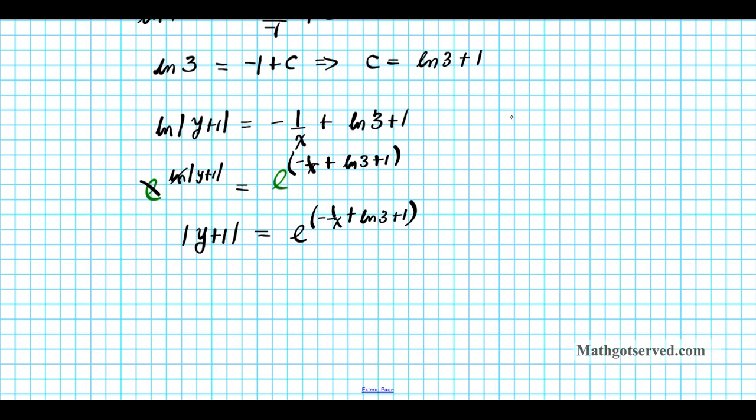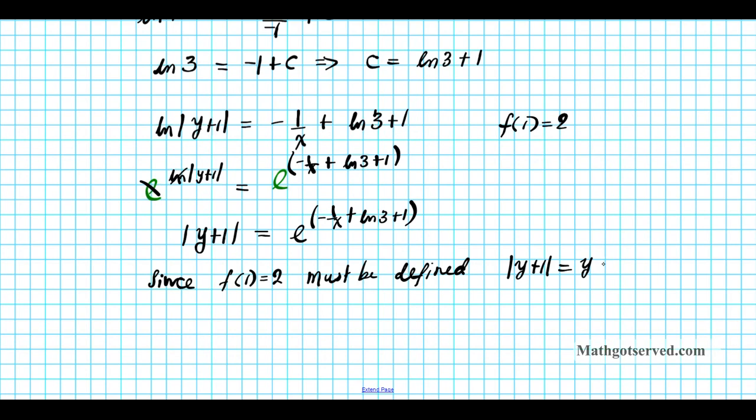Now, in order for this expression here to satisfy f of 1 equals 2, this absolute value quantity must be positive. Okay, this must be positive. If it were negative, then it would be an undefined expression. It would be an inaccurate expression. Okay, so in order to satisfy this equation, since f of 1 equals 2 must be defined, this quantity right here has to be positive, or else we'll have a mismatch with the sign, is equal to y plus 1. So we can drop the absolute value bars.